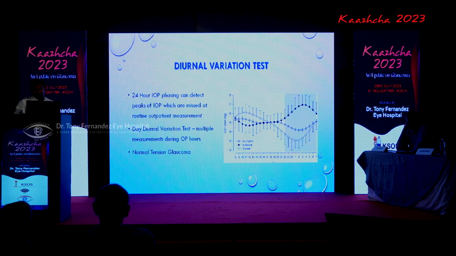And there are various things which we have to note. That is a diurnal variation test. We know that there is a circadian rhythm for intraocular pressure, and the diurnal variation test, ideally taken throughout the day, will help us to identify the peaks of IOP, because some people do have a diurnal peak and some people have a nocturnal peak.